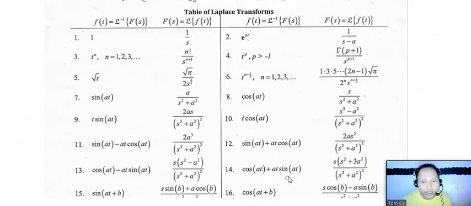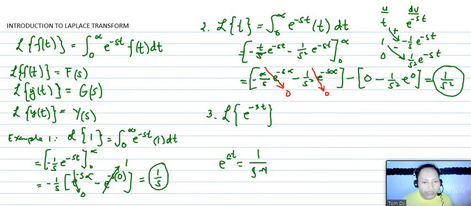So again, we have here 1 over s minus a. So this is now s minus a. If you look at this one, this is e raised to negative 3t. So its solution now is 1 over s minus our a, which for this case is negative 3. So minus negative 3, that is equivalent to 1 over s plus 3. Negative times negative, that is positive 3.